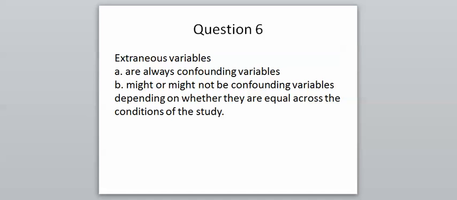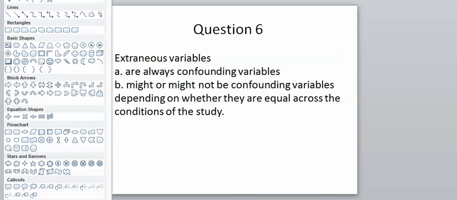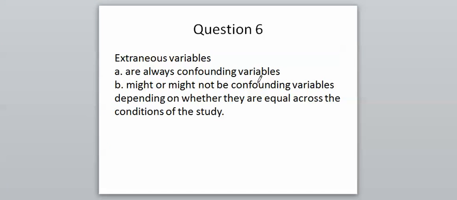Extraneous variables are not always confounding variables, because if the two groups of participants in your study are equal on an extraneous variable, then that extraneous variable is not a confounding variable. It's only if the two groups are different on an extraneous variable that it becomes a confounding variable. So an extraneous variable might or might not be confounding, depending on whether the groups of participants are equal.